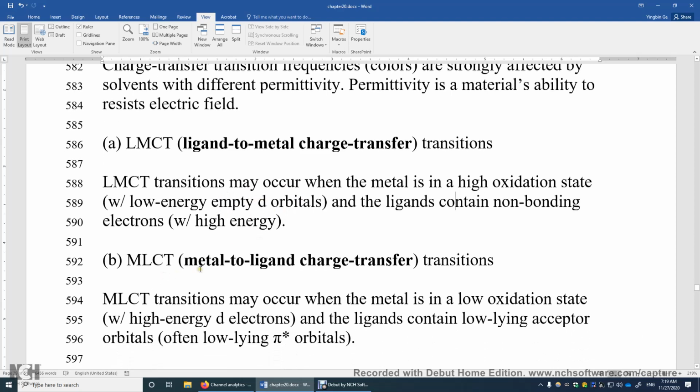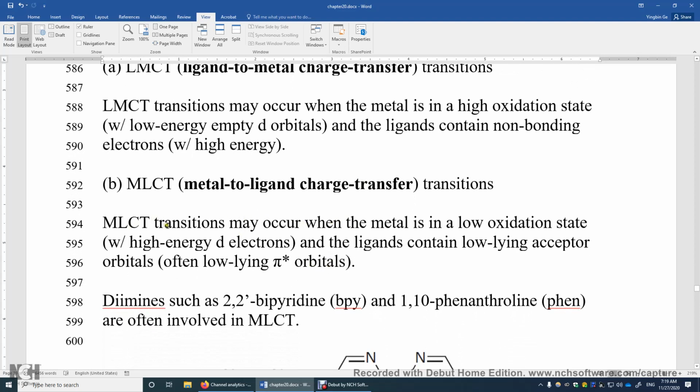The second type is metal to ligand charge transfer, MLCT. Well, obviously, if the ligand has low energy empty orbitals ready to accept electrons, while the metal has high energy occupied d orbitals that are ready to give away electrons, then an MLCT transition will occur.